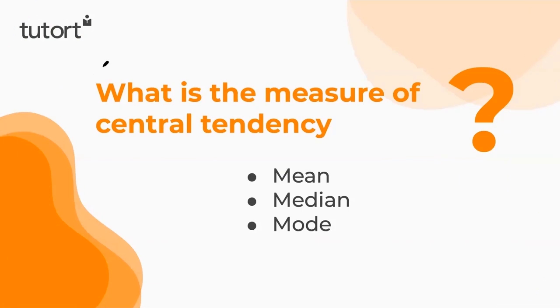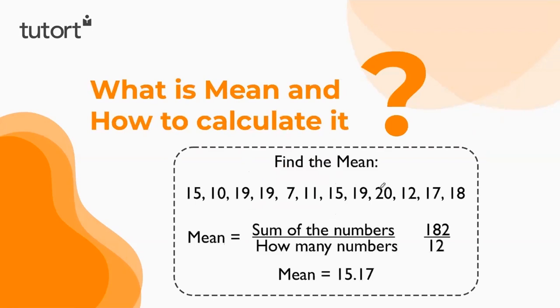Hi everyone. So today we will be discussing measures of central tendency. Under measures of central tendency, there are three topics. The first one is mean, the second one is median, and the last one is mode. We will be learning how to calculate mean, median, and mode, and also why they are important. So let's begin with the first topic, that is mean.